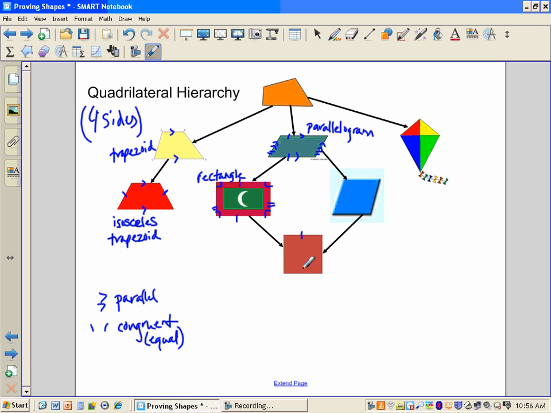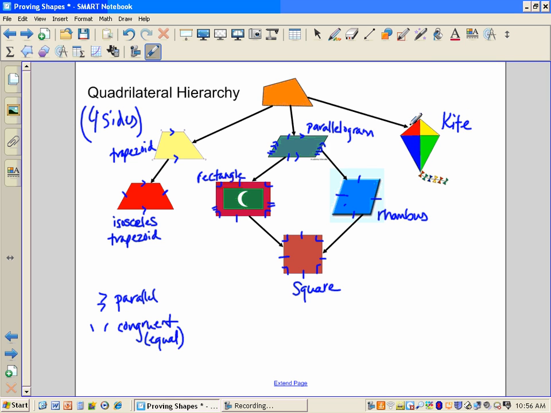We have our square, which has four congruent sides, four right angles, and of course opposite sides are parallel. And we have our rhombus, which has four congruent sides but no right angles. But still, since these are all parallelograms, opposite sides are all parallel and congruent. And then, of course, we even made it look like a kite. This is our kite over here.